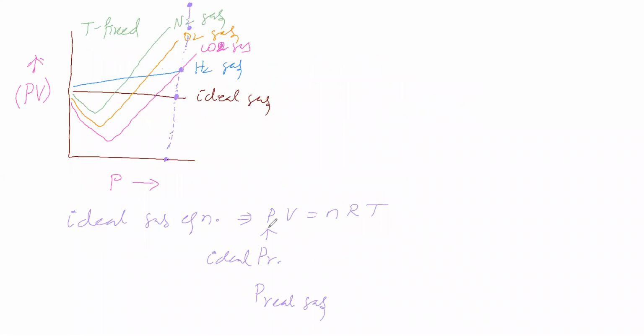Now this P is called ideal pressure, and the real gas exerts a real pressure. The pressure exerted by an ideal gas and the pressure exerted by a real gas are not equal. Similarly, we will take the ideal volume and the volume of the real gas. Ideal volume means free volume, and real gas volume is also called real gas volume.